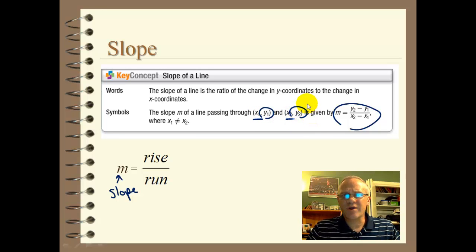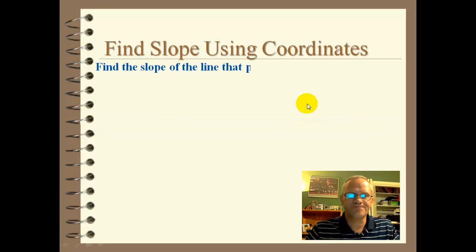You're not going to square it or anything like that. It's just a way of keeping the x's kind of separate from each other, so you know which one's which and you don't get confused. All right, well, let's take a look and see how we could use this formula to find slope.